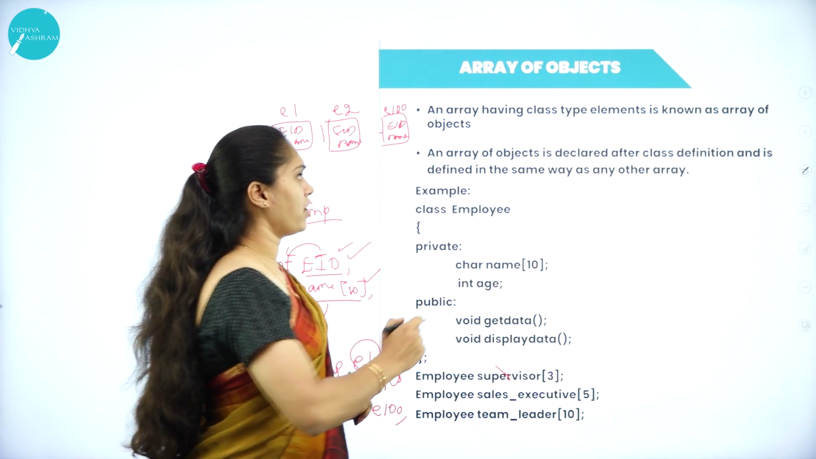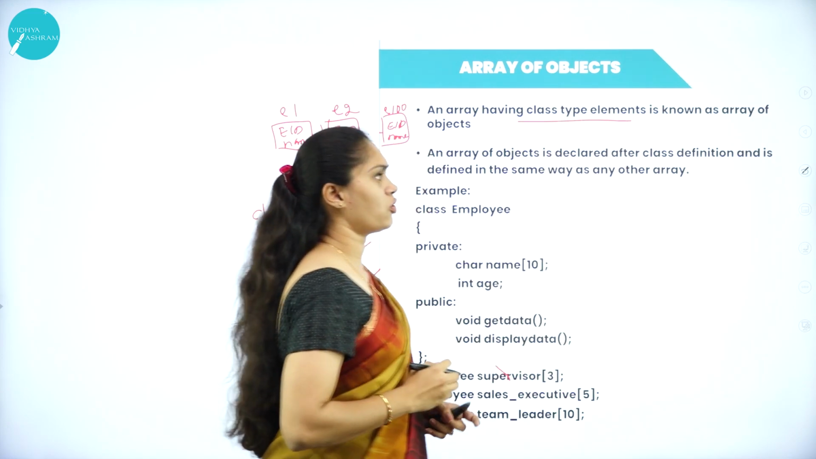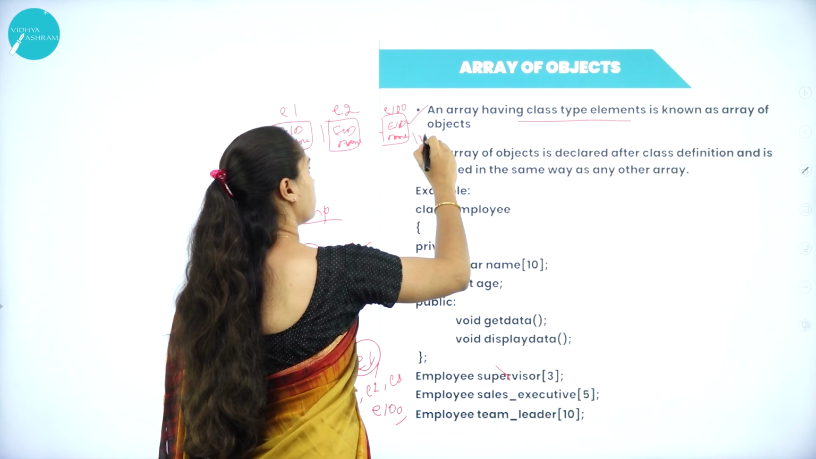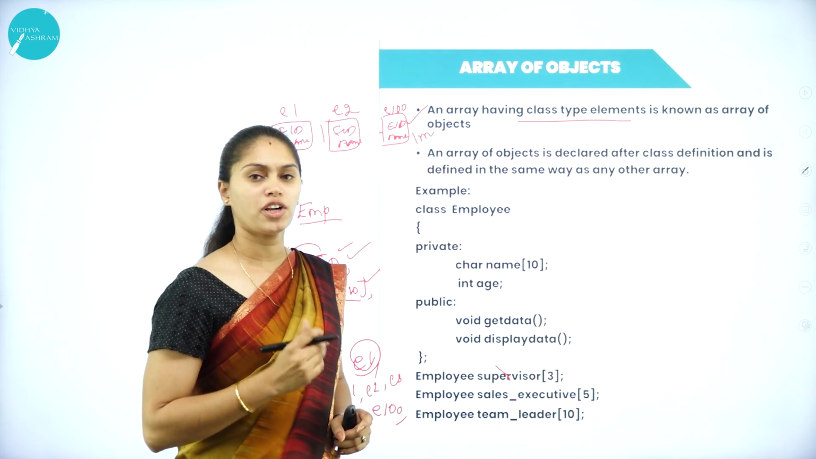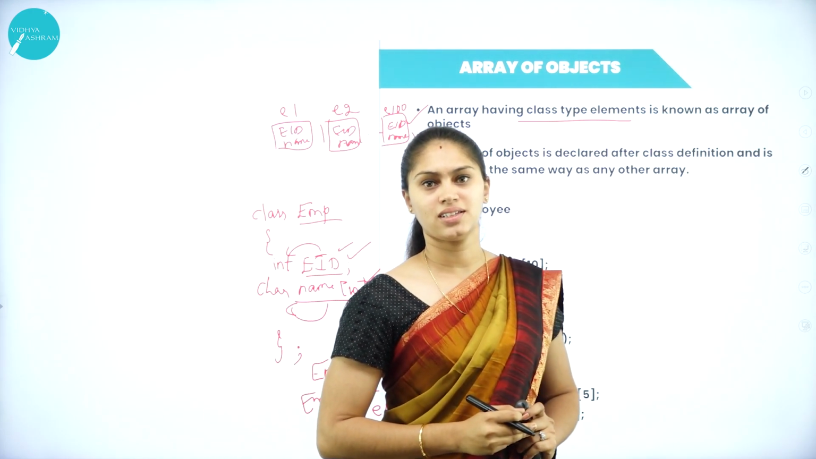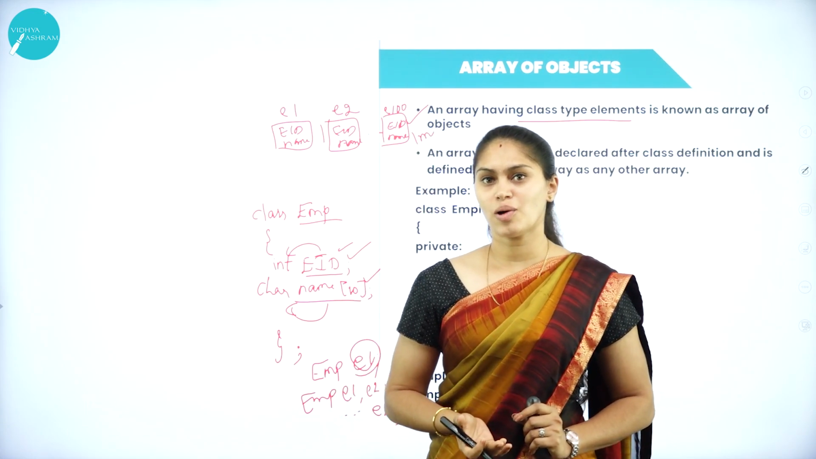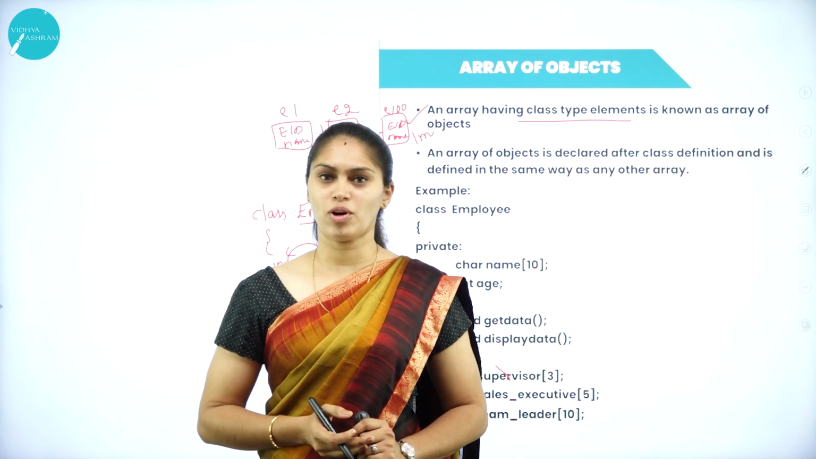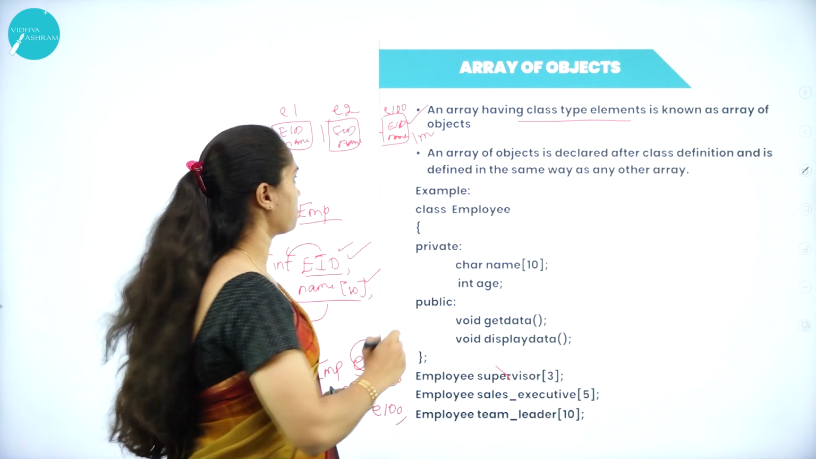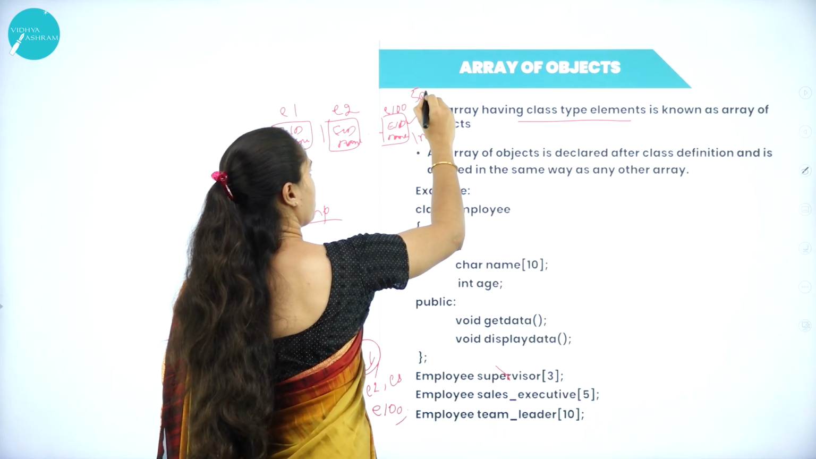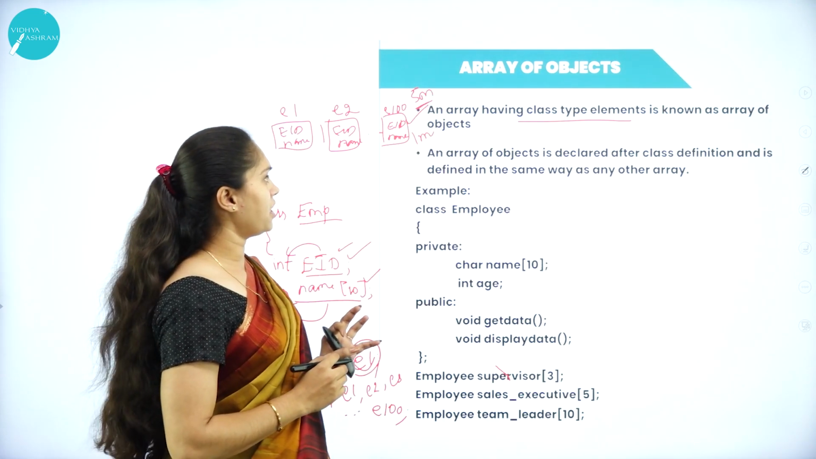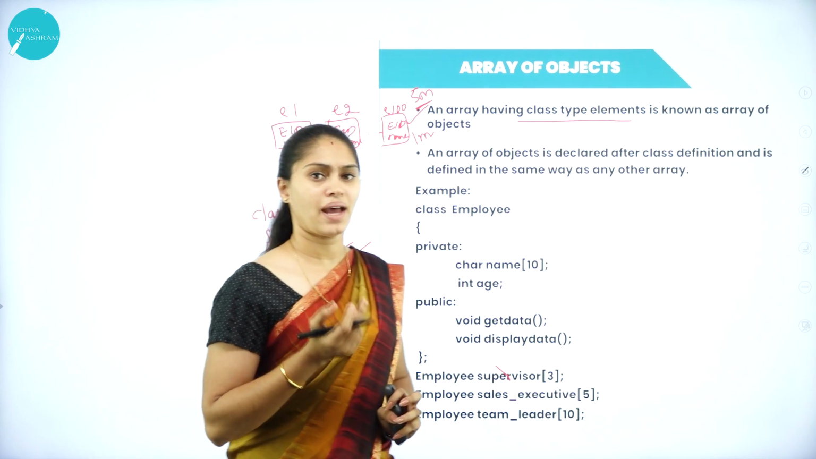So an array having class type elements is known as what? Array of objects, and this is important for a 1 mark question. What do you mean by array of objects? And explain with example. That is also important for a 5 marks question. So what does it mean here? An array having class type elements.